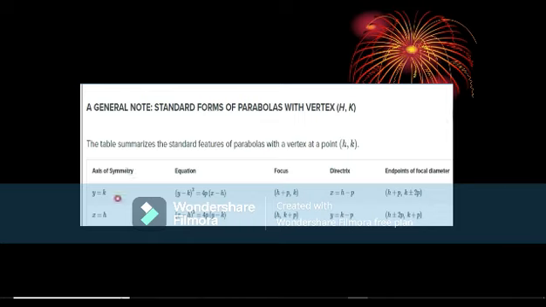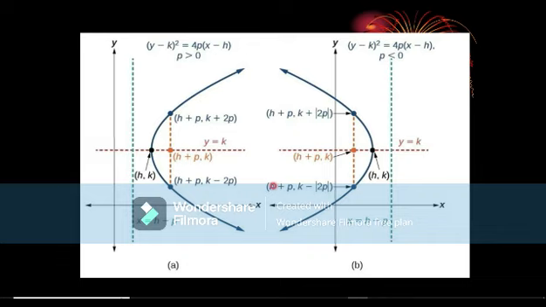Then the axis of symmetry x = h, the equation is (x − h)² = 4p(y − k). The focus is (h, k + p). The directrix is y = k − p. Then the endpoints of the focal diameter, again, you have (h ± 2p, k + p). So this is the additional concept that you will be learning in this video.